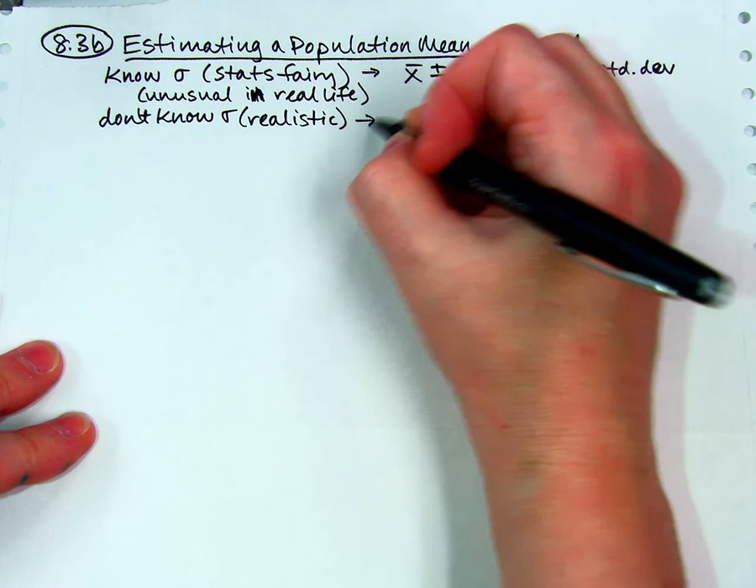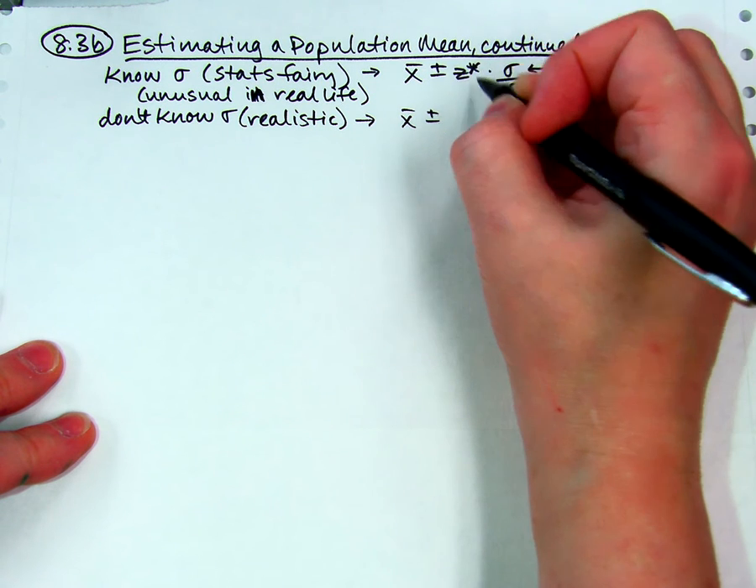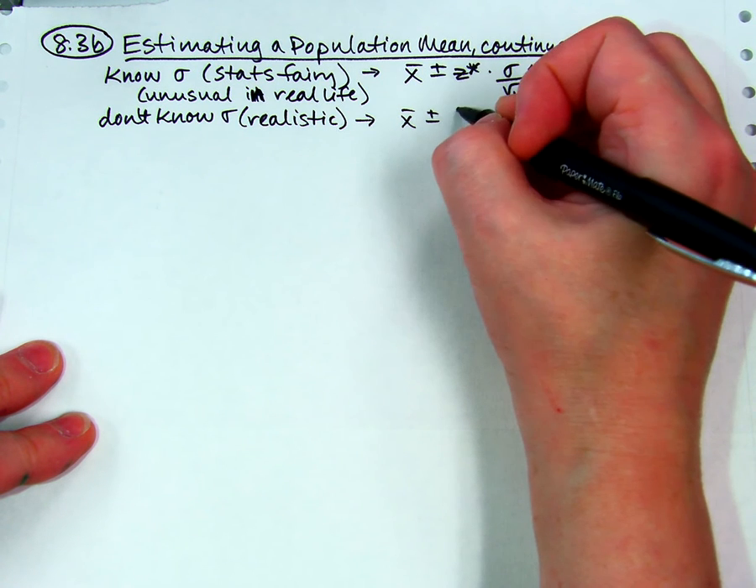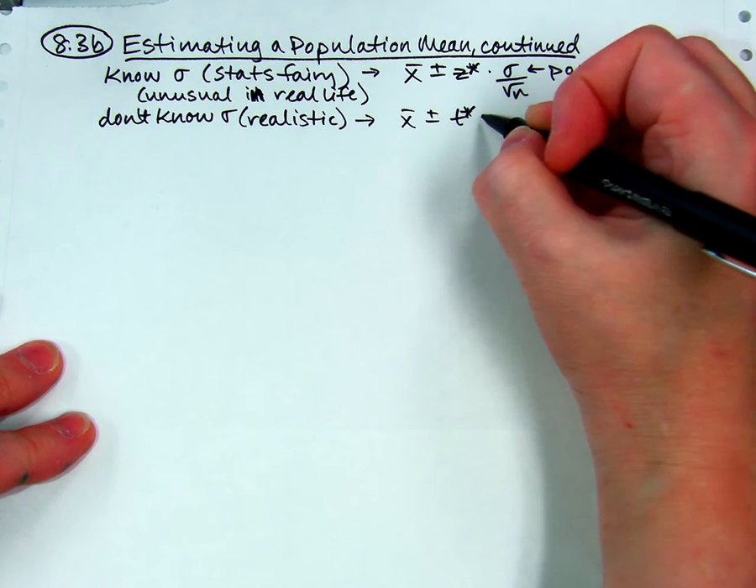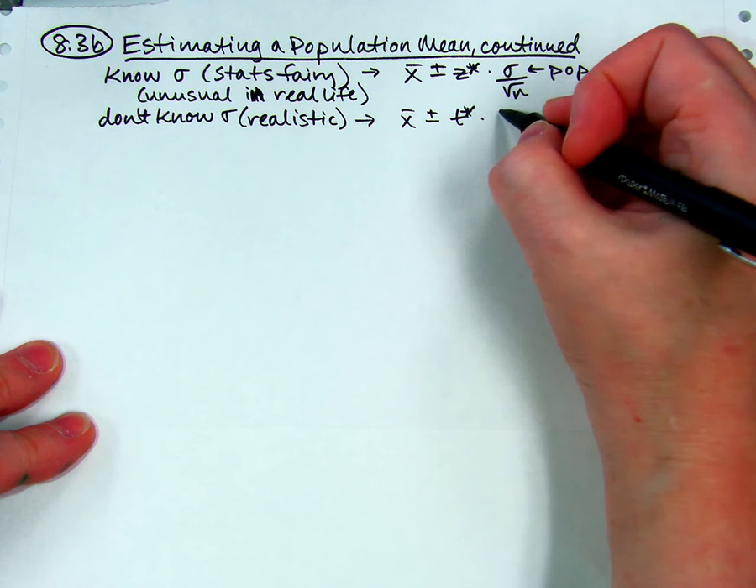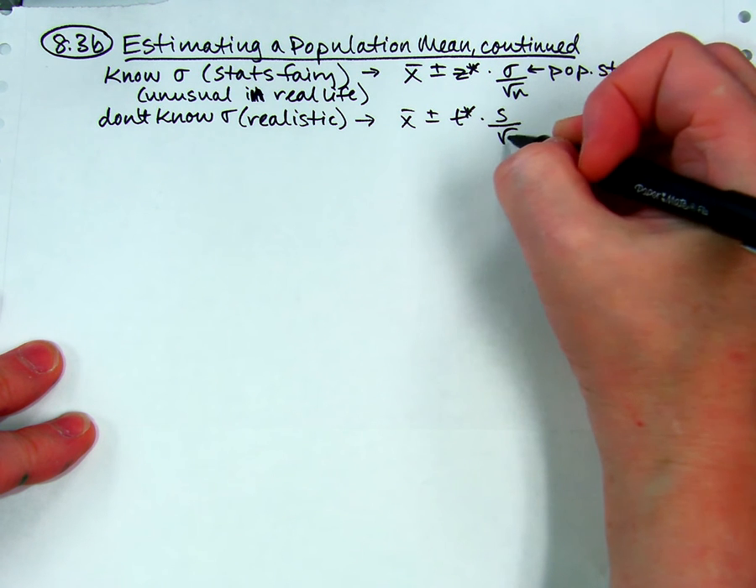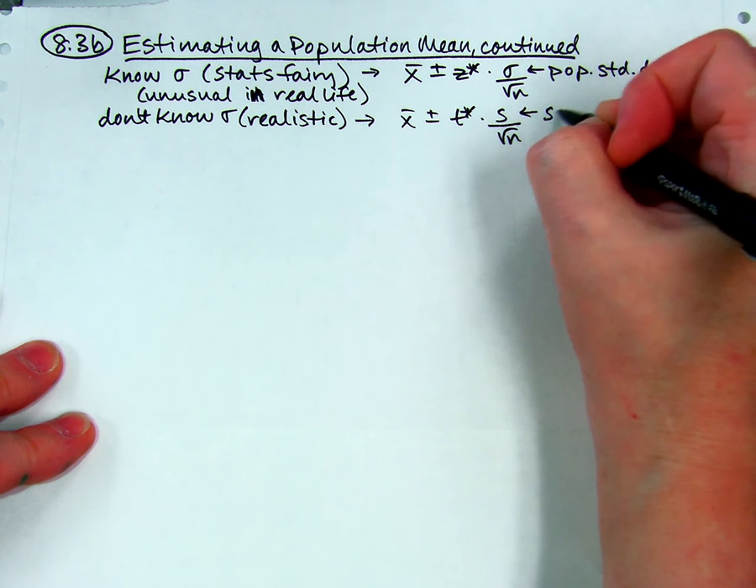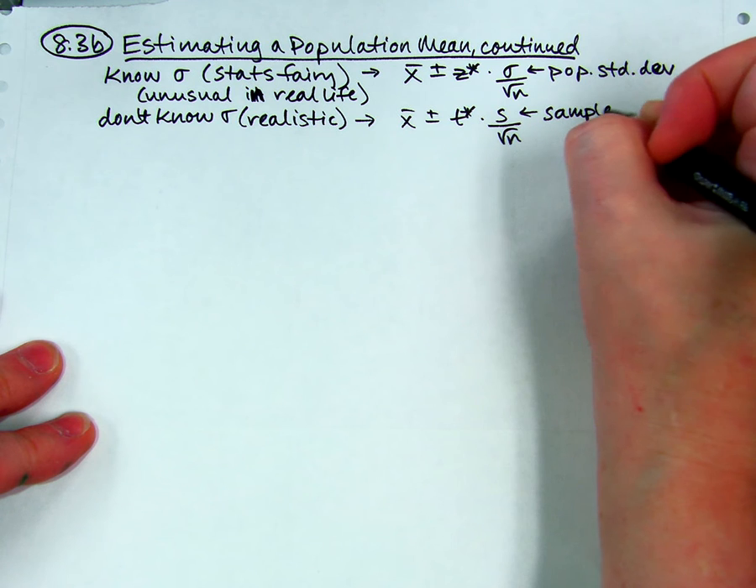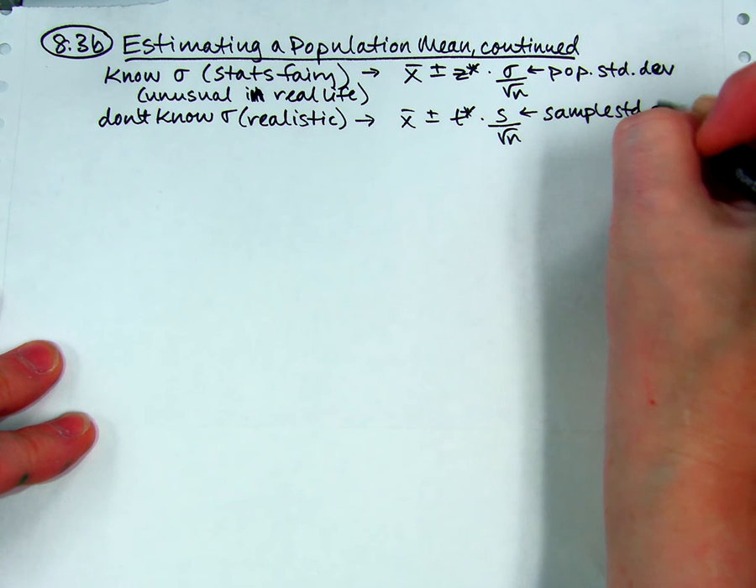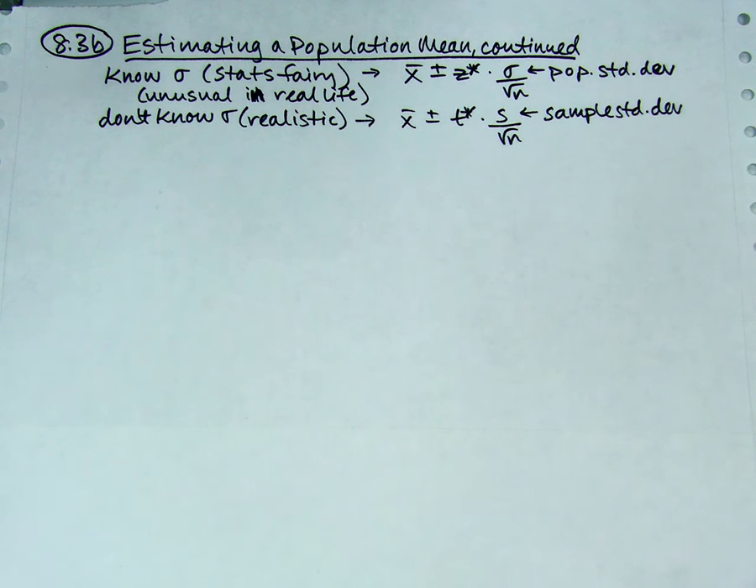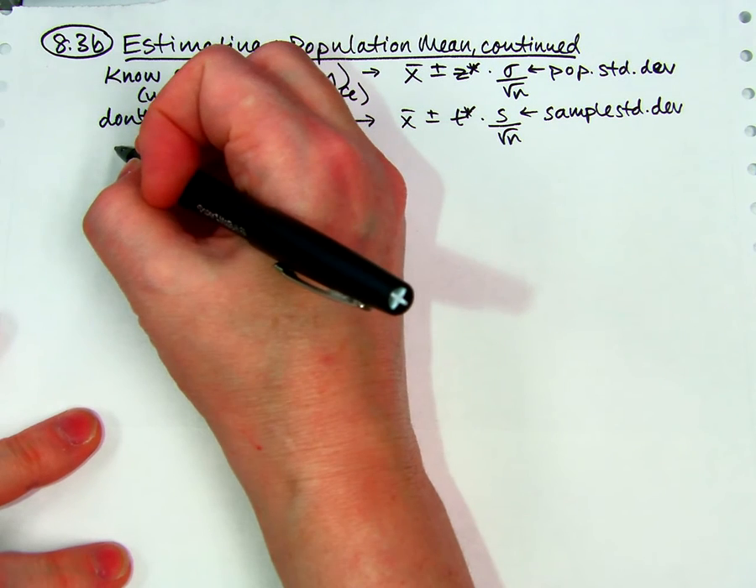And then we use the formula x bar plus or minus, instead of z star, we use t star. And instead of sigma, we use s, which is the sample standard deviation. And what that does, the sample standard deviation tends to give us more variation than we would like. And so we need a whole new distribution that is wider.